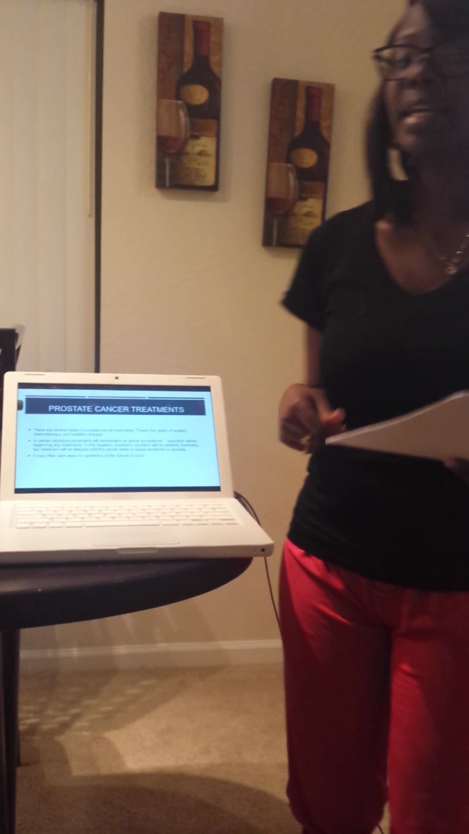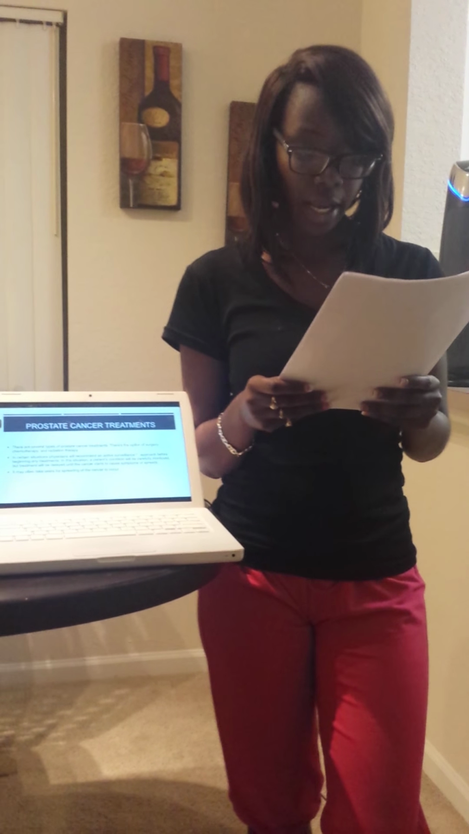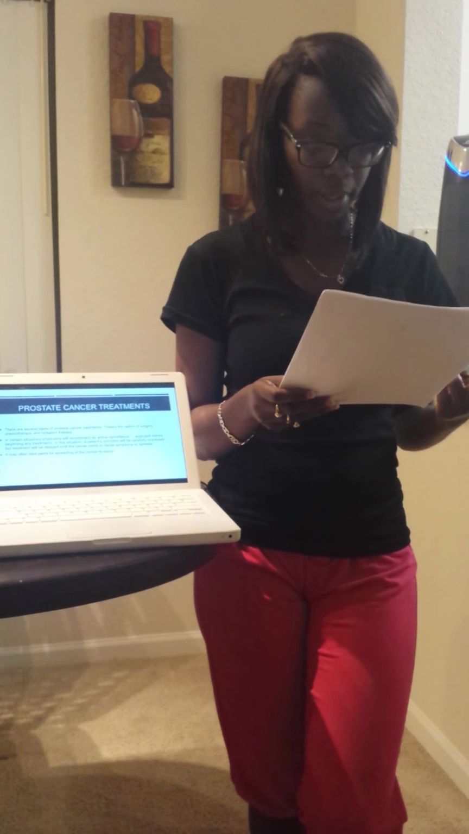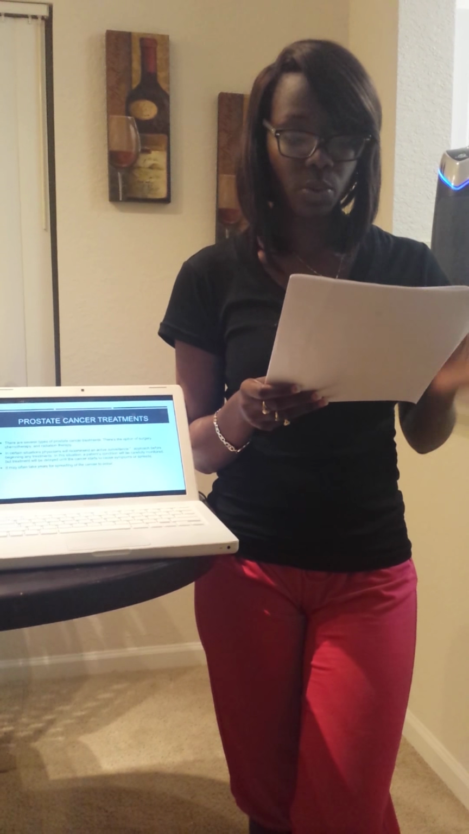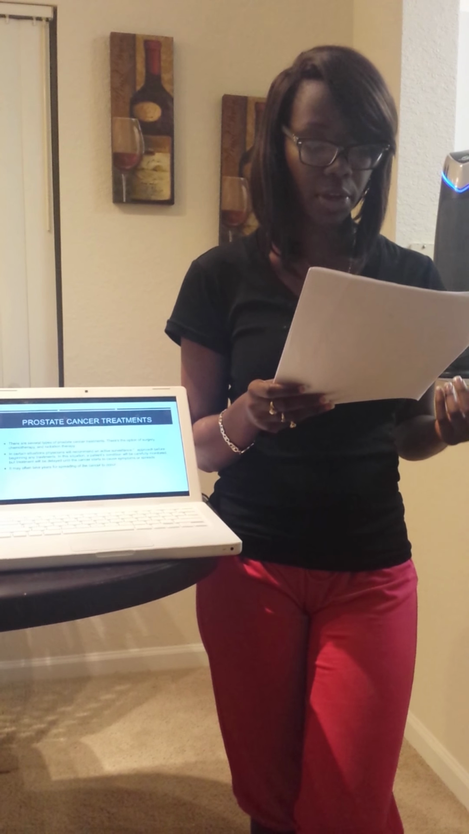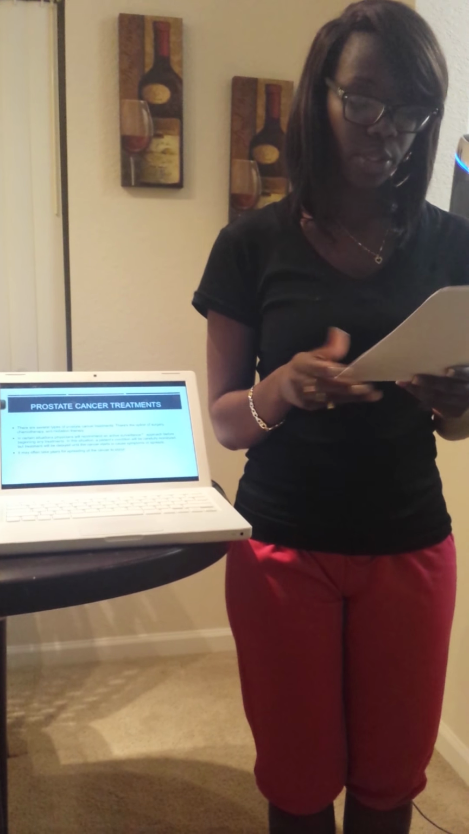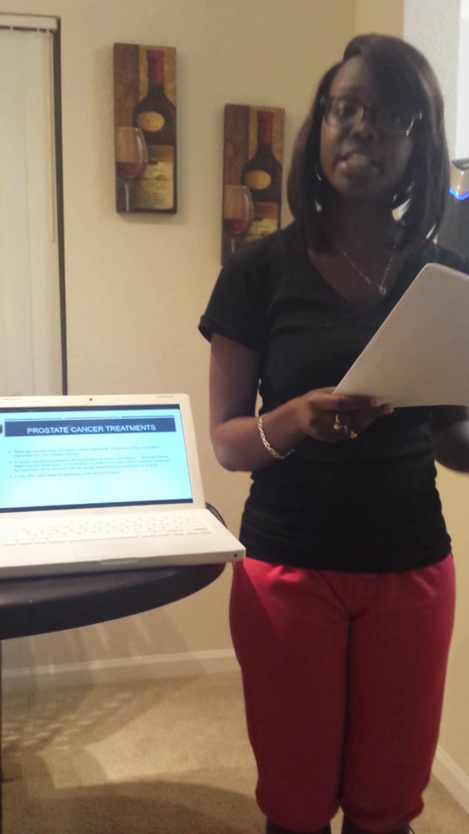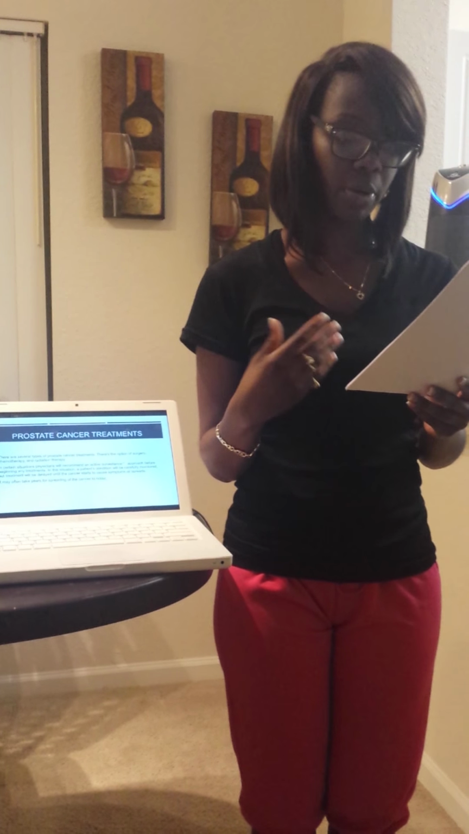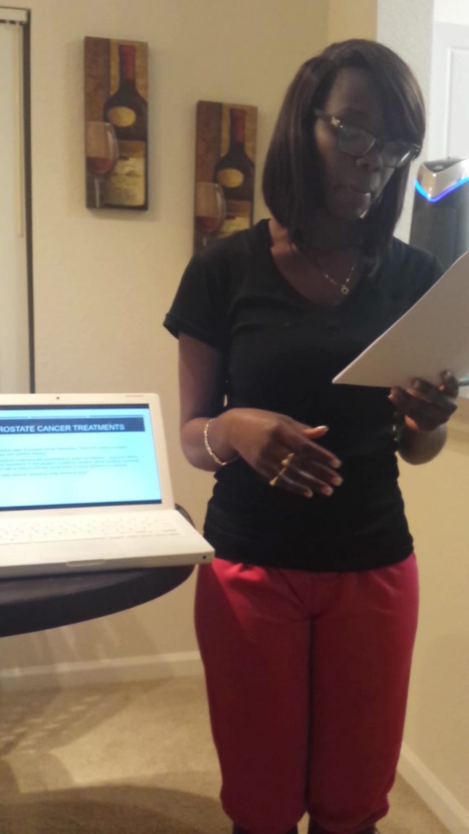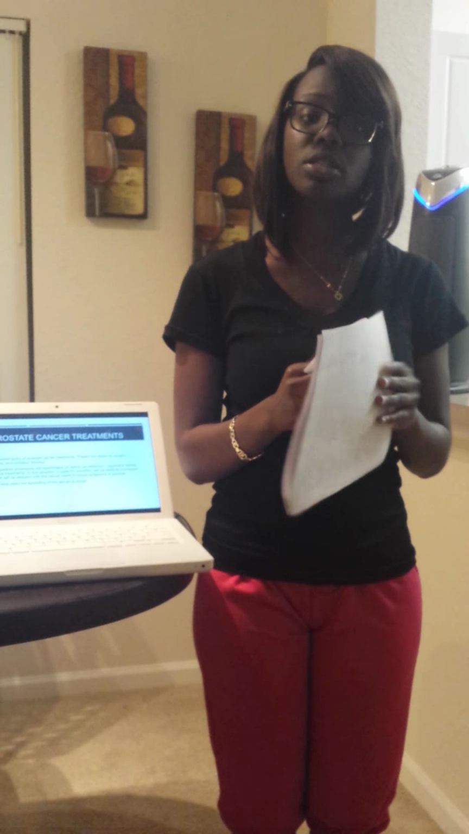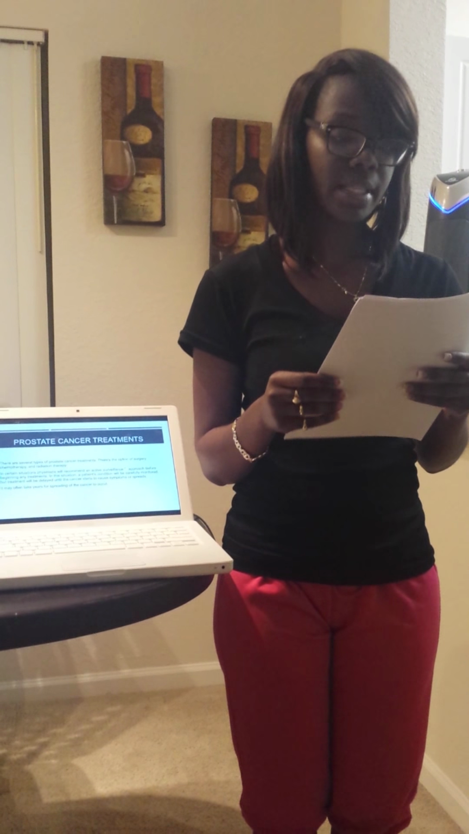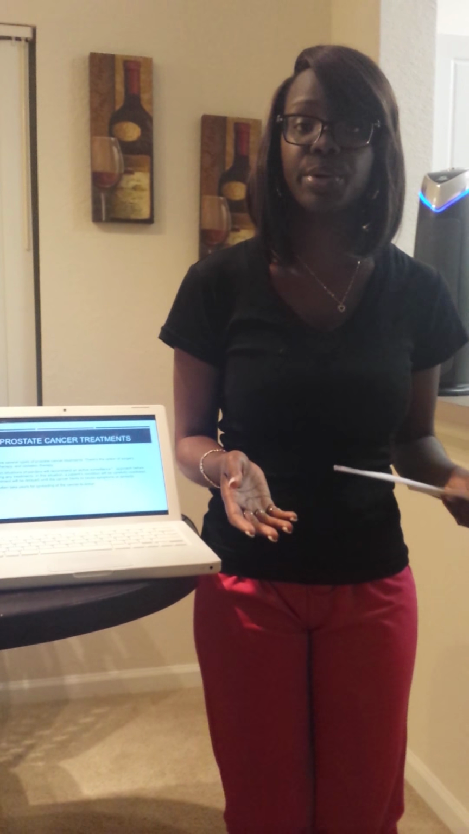Okay, so we're going to go on to prostate cancer treatments. There are several types of prostate cancer treatment. There's the option of surgery, chemotherapy, radiation therapy, and also innovative targeted treatments such as hormone therapy or biological therapy. In certain situations, physicians will recommend an active surveillance approach before beginning any treatment. In this situation, a person's condition will be carefully monitored, but treatment will be delayed until the cancer starts to cause symptoms or spread. Sometimes this may even take years to occur.